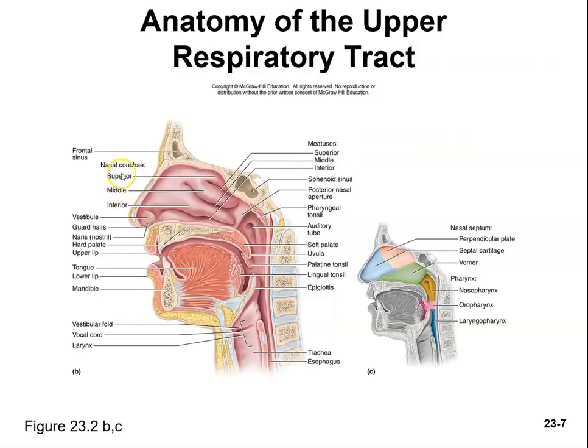Here's a close-up view. You have the conchae, remember this? The nasal conchae: superior, middle, inferior. You have the guard hairs right here. So remember, don't pluck your nose hairs. Trim them. Here's the hard palate. The hard palate separates the nasal cavity from the oral cavity. You have the soft palate and the uvula, that little punching bag that you see when you open your mouth. And here are those palatine tonsils that some of you may have had removed if they get infected. Remember, they're part of the lymphatic tissue, and they can get infected.